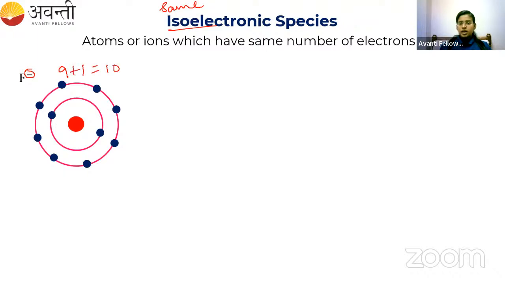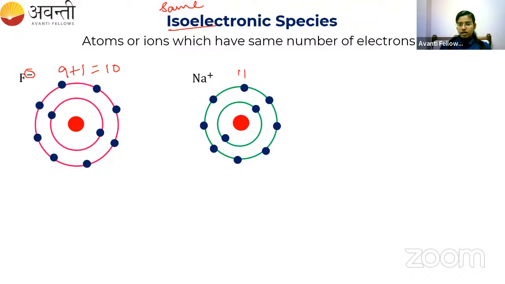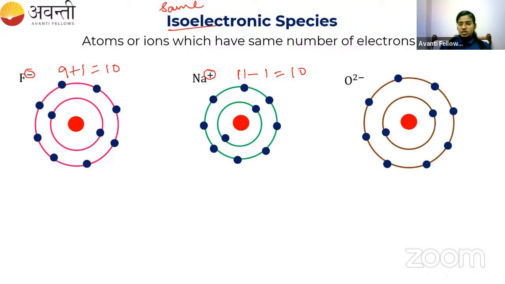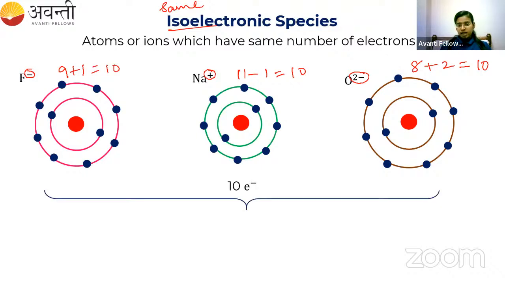If I take sodium plus, the atomic number of sodium is 11, and if sodium loses one of its electrons, 11 minus 1 will be 10. If I take O2 minus, the atomic number of oxygen is 8 and oxygen is gaining 2 electrons. So 8 plus 2 will be 10. Now in all these three cases, we have 10 electrons. That means all these three are called isoelectronic species, but the size, the ionic radii, will be different. All the three species will have different ionic radii.